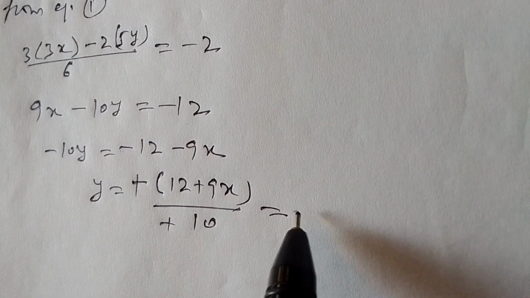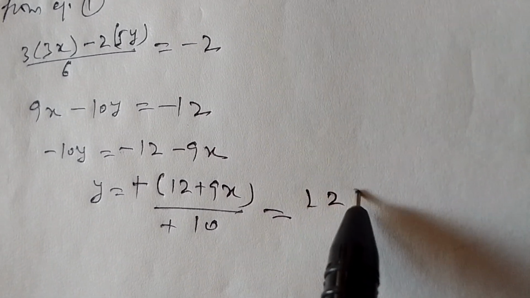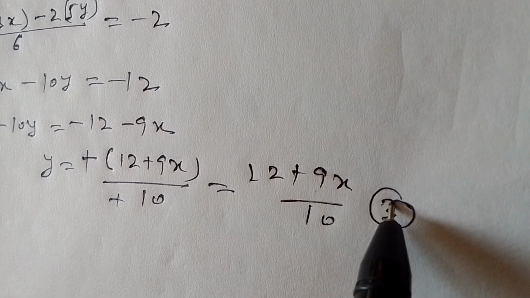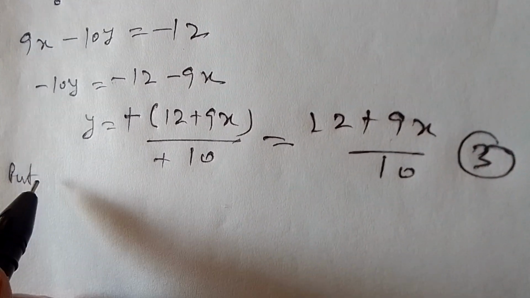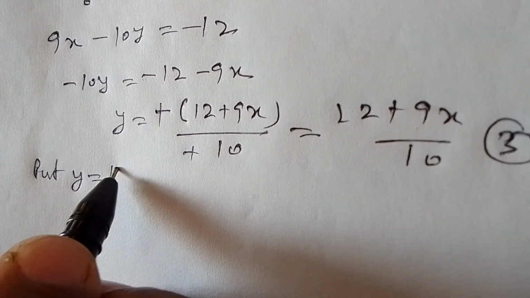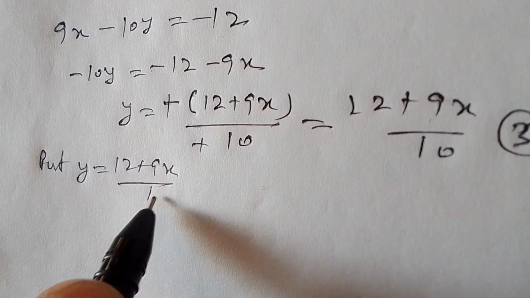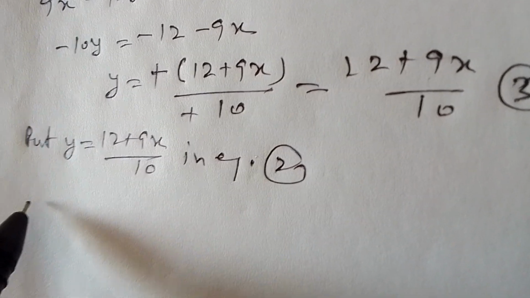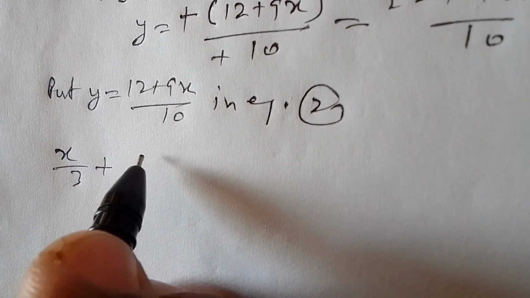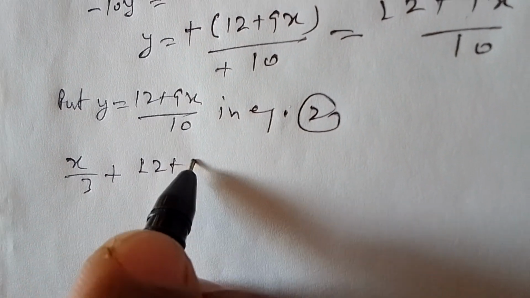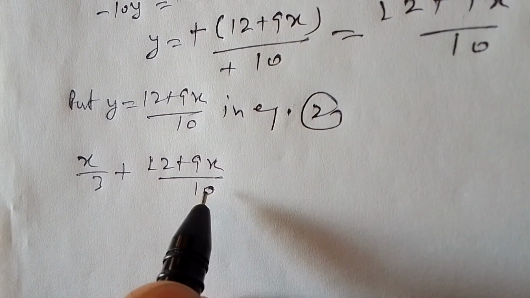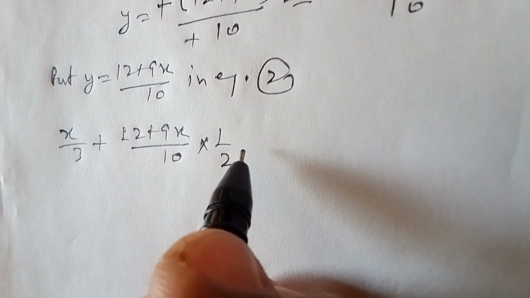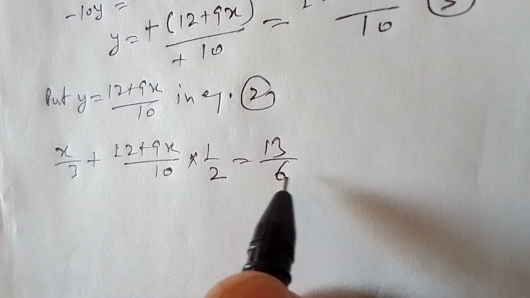So y comes out to be (12 plus 9x) divided by 10. This is equation 3. Now put y is equal to (12 plus 9x) divided by 10 in equation 2. We get x by 3 plus (12 plus 9x) divided by 10 multiplied by 1 by 2, because y by 2 is equal to 13 by 6.